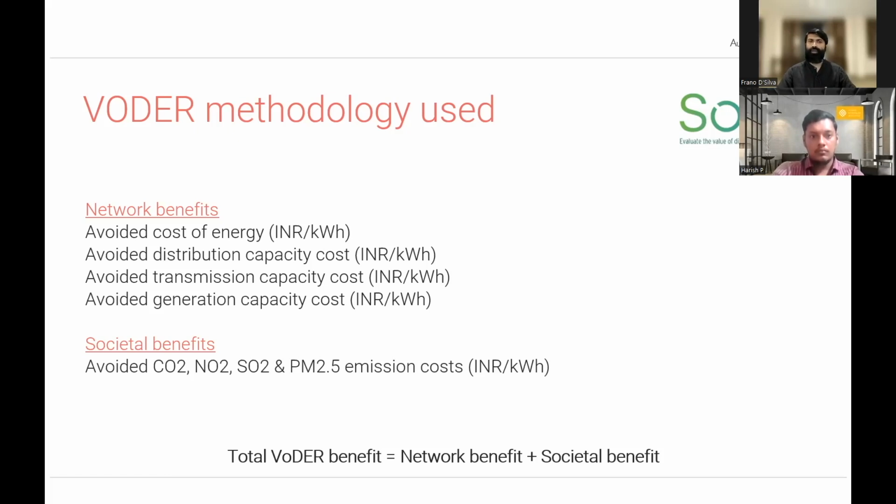So we would be avoiding the carbon dioxide emitted as well as the NOx, SOx, and particulate matter 2.5 from integration of DER on the distribution network. The total VODER benefit that is achieved from this integration is then the network benefit plus the societal benefit.